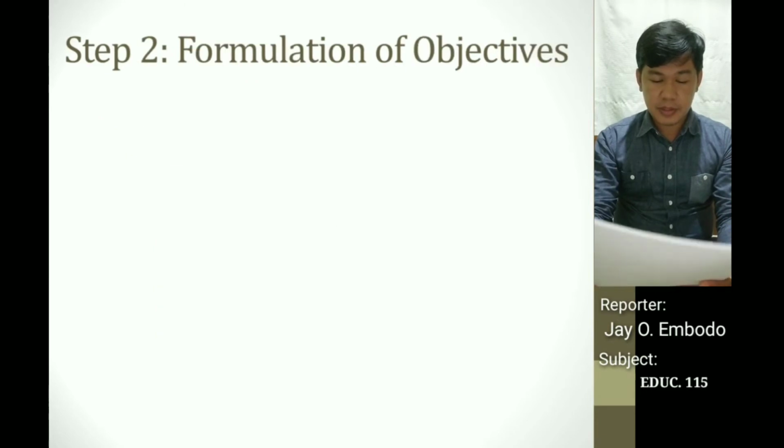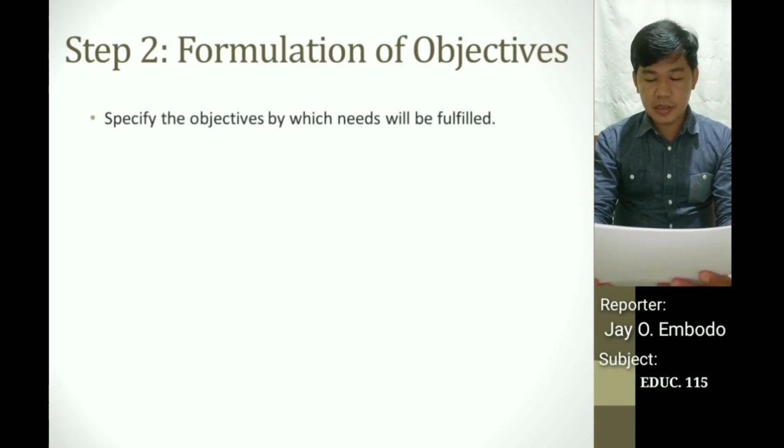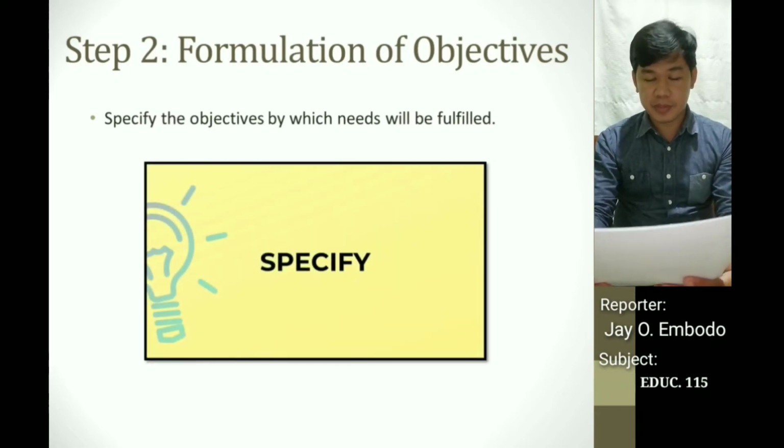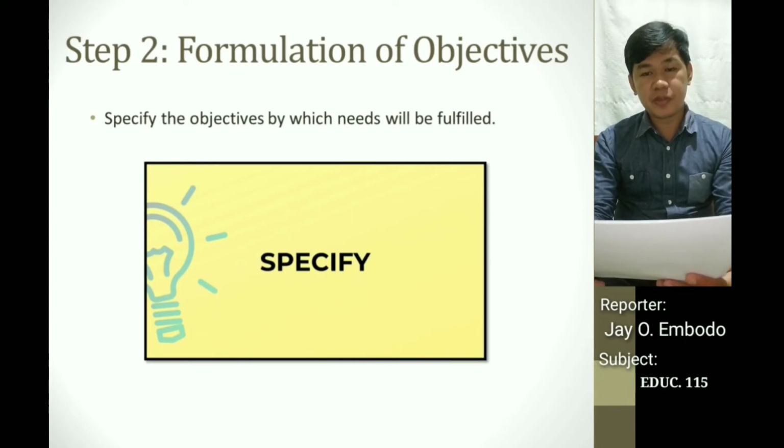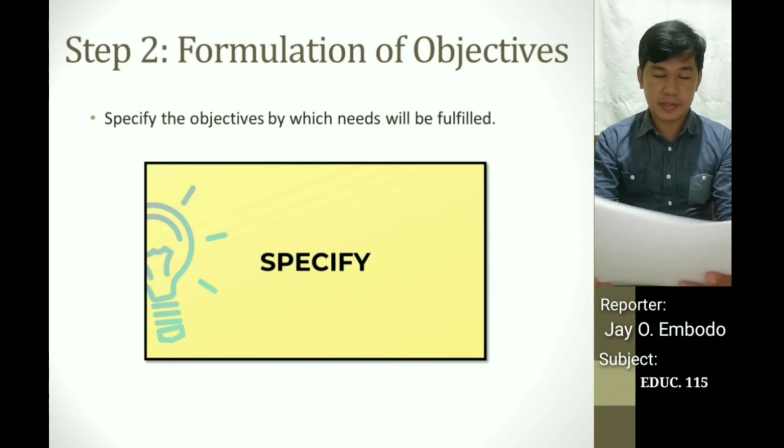So, the second step is the formulation of objectives. Teachers specify the objectives by which needs are to be fulfilled. In this second step, Taba believed that the development of overall goals originates from a variety of sources, such as demands of society and the needs of the students.